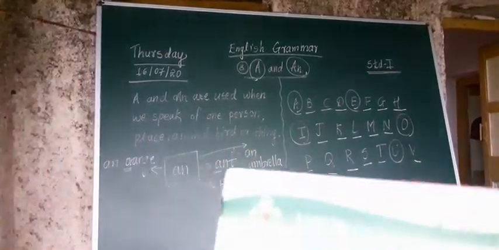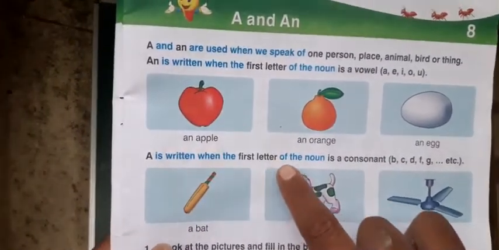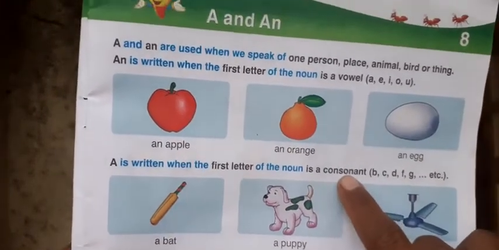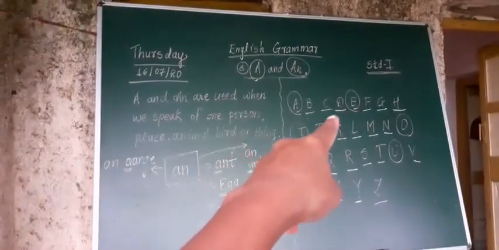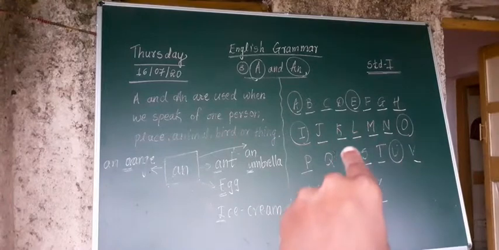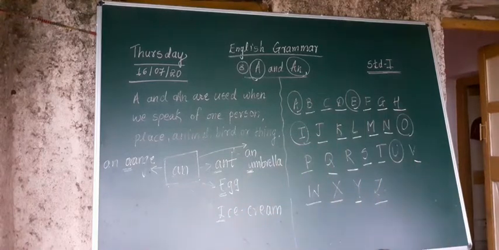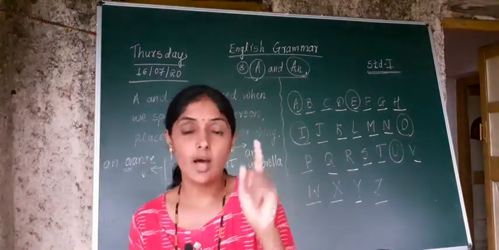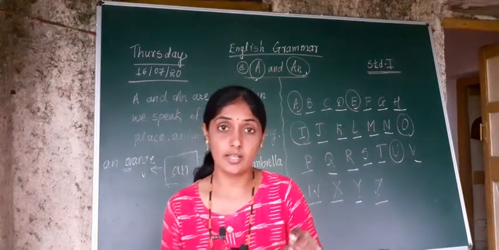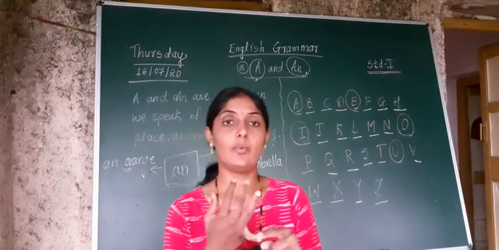I will show you here, instead of writing on the board. A is written when the first letter of the noun is a consonant. Consonants are which? B, C, D, F, G, H, J, K, L, M, N, P, Q, R, S, T, V, W, X, Y, Z. Before these words, we use A. And A is also an article. An is also an article. In this way, I think you have understood when to use an and when to use A.